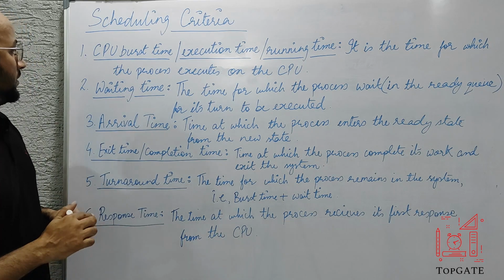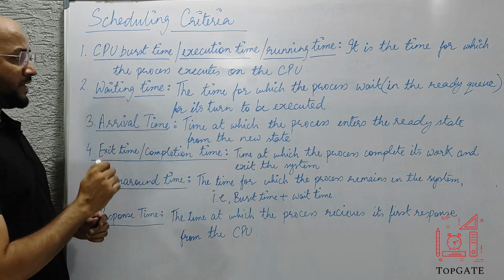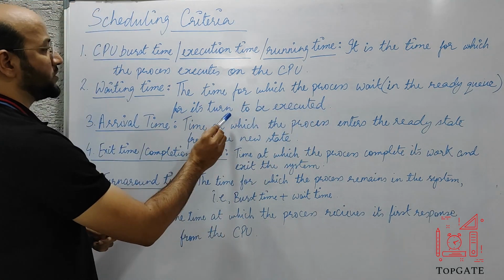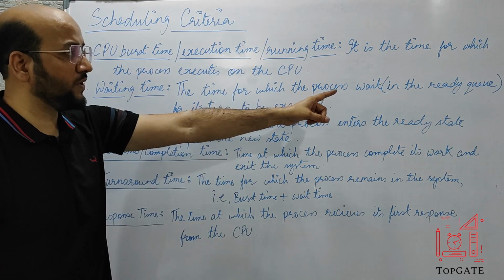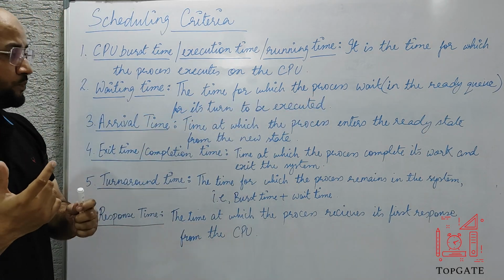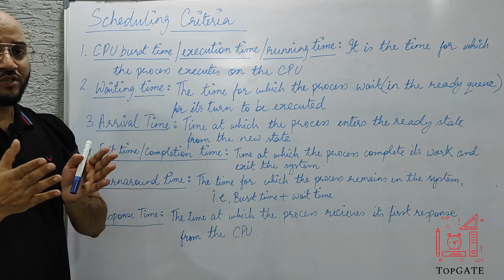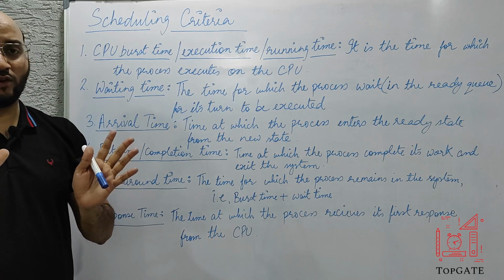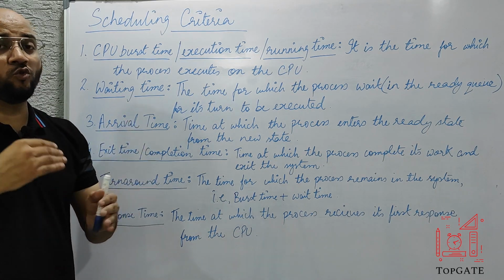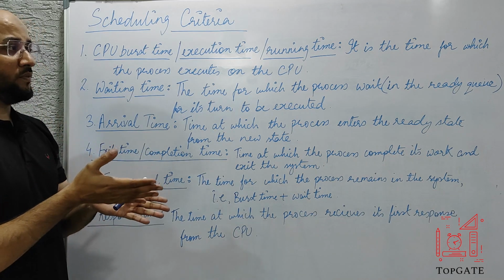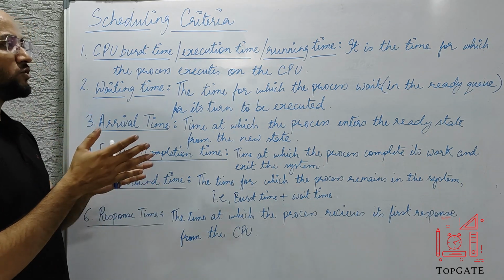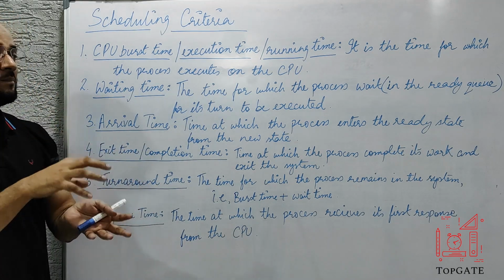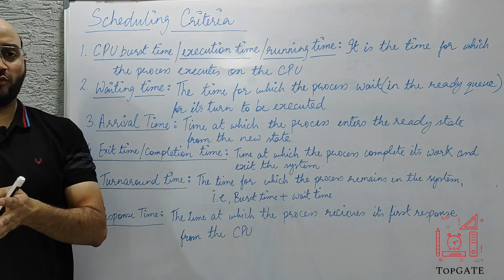Clear? Next criteria is the waiting time. The waiting time is the time for which the process waits for its turn to be executed. The process is actually waiting in the ready queue. When the process migrates from the new state to the ready state, in the ready state it is now ready to begin the execution. It is the process that wants to go to the CPU, but the operating system is not ready, so based upon the algorithm that we have chosen, the CPU scheduler will pick that process and then send it to the CPU for execution.